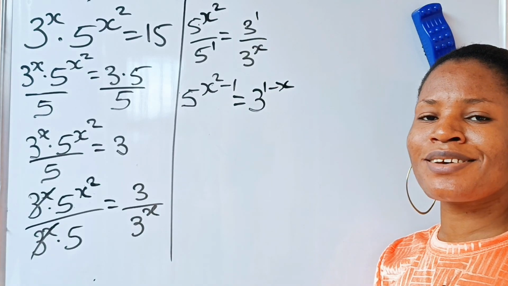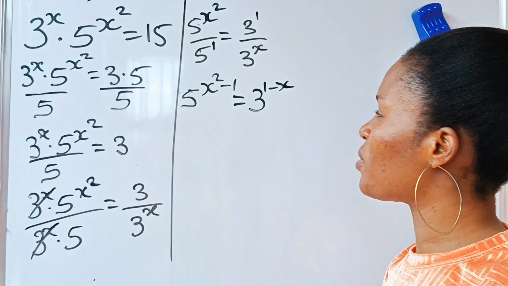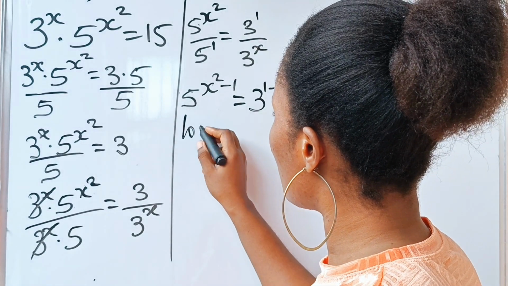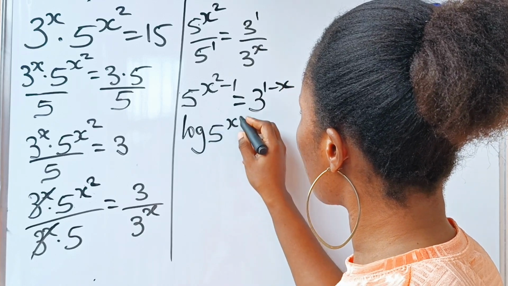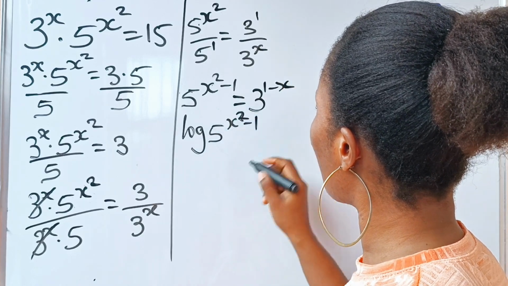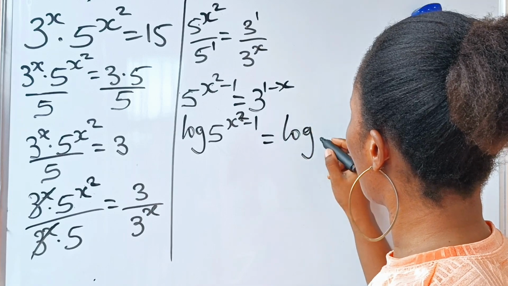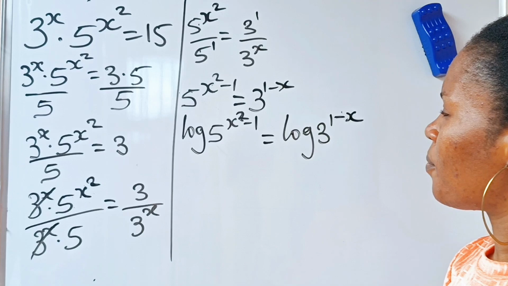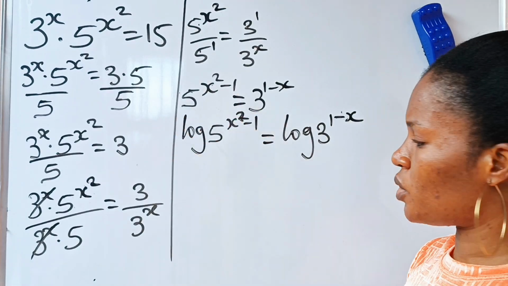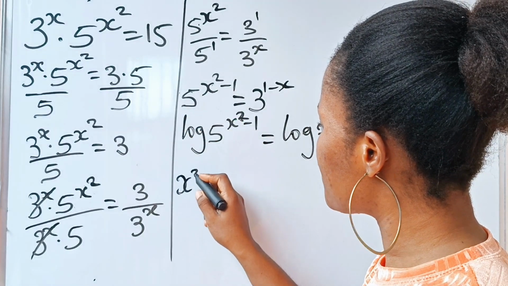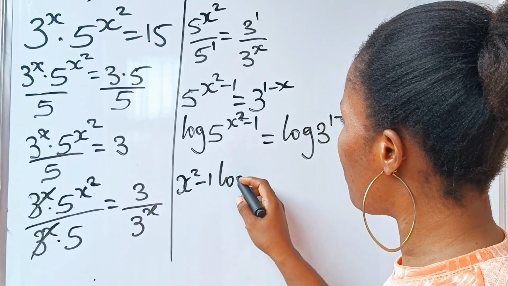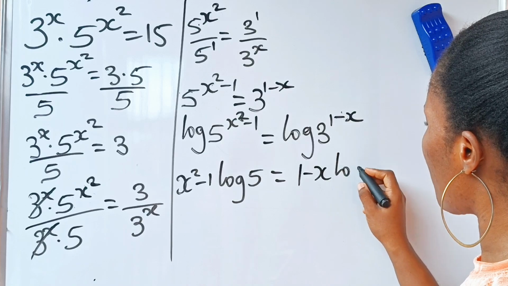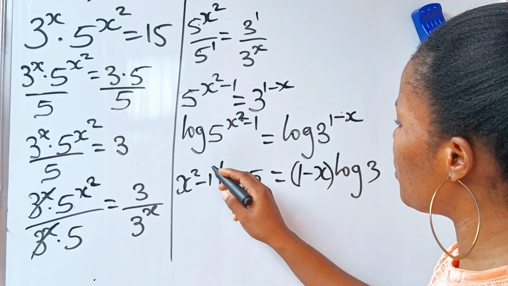Okay, now let's introduce log to both sides of the equation, because at this point that is the only thing we can do. So we introduce log: log of 5 to the power of x squared minus 1 is equal to log of 3 to the power of 1 minus x. Now let's bring the powers down. If we do that, we have x squared minus 1 multiplied by log 5 is equal to 1 minus x multiplied by log 3.